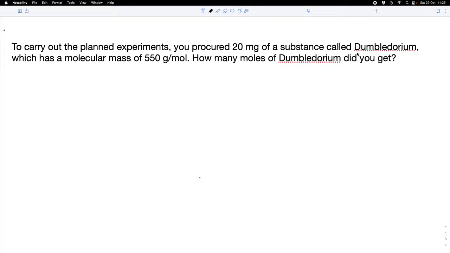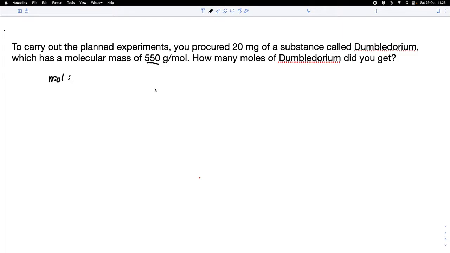In this experiment, we have a substance called Dumbledorium, and we've got 20 milligrams of this substance. We know that the substance has a molecular mass of 550 gram per mole, and we want to know how many moles of this Dumbledorium we actually got. So we can use dimensional analysis to find the number of moles. We are looking for mole.